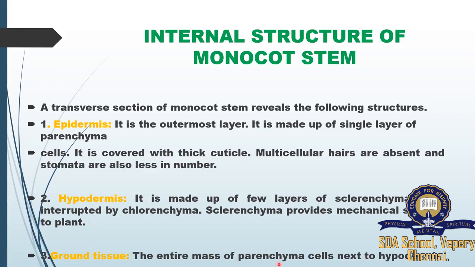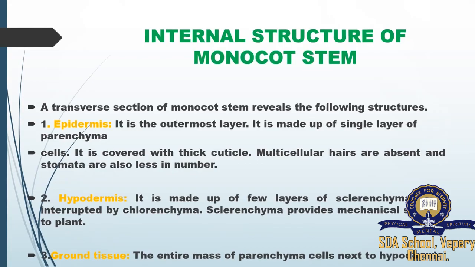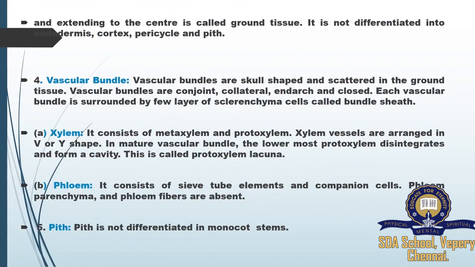Next, ground tissue. The entire mass of parenchyma cells next to the hypodermis. So this ground tissue is present. It is a parenchymatous cell. It is present next to the hypodermis. This ground tissue system extends into the center. It is not differentiated into endodermis, cortex, pericycle and pith like in a dicot stem.